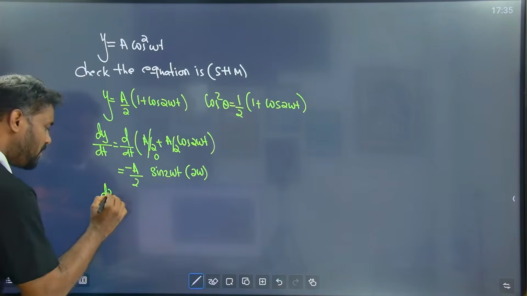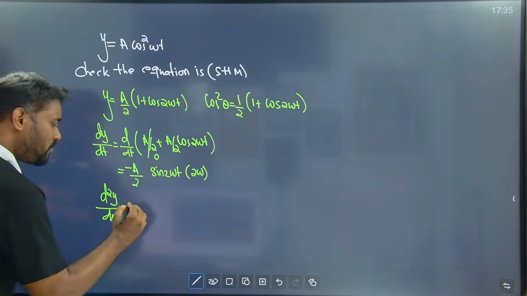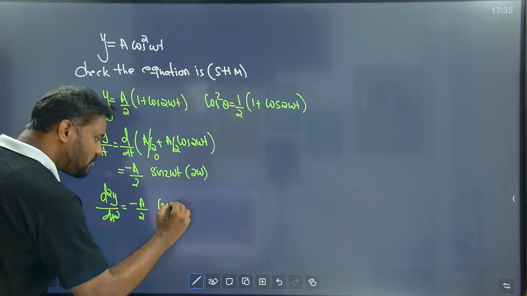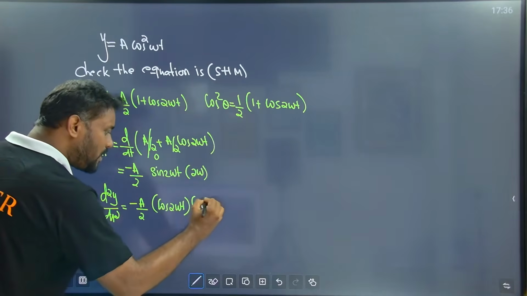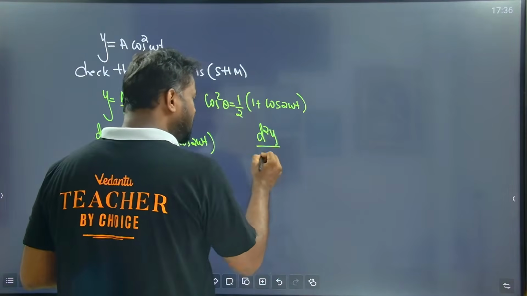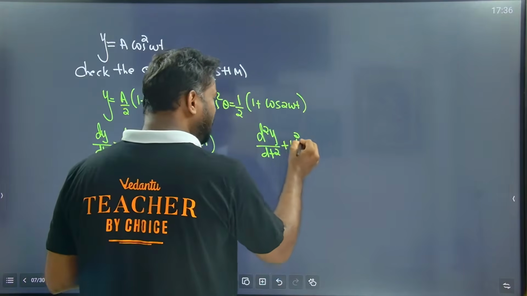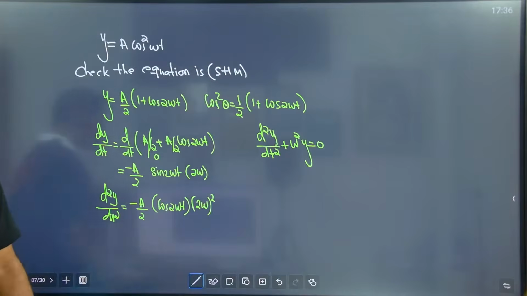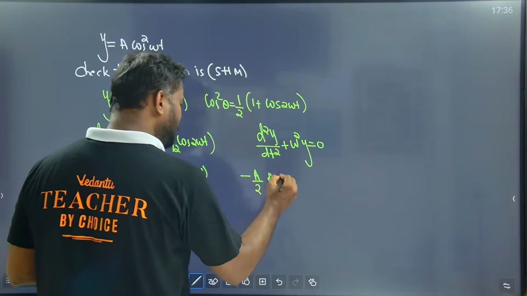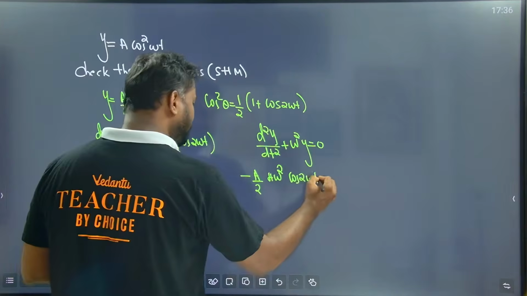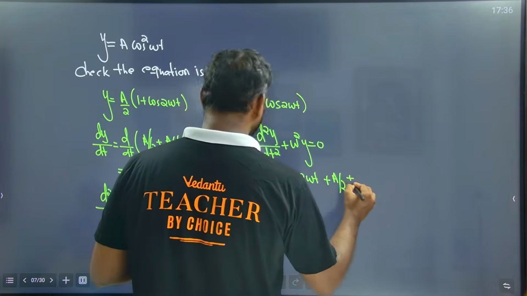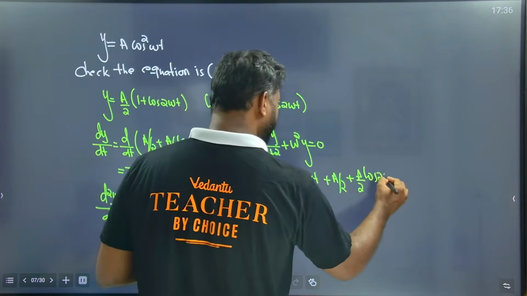If I am differentiating one more time, d square y by dt square, look at what we get. This is minus a by 2. Again, what am I doing? Differentiating sine gives cos 2 omega t, times 2 omega the whole square. Right? Now I substitute in the equation. What is the equation? d square y by dt square plus omega square y is equal to 0. This is the simple harmonic equation. So can we substitute here? When I substitute, what will we get? Minus a by 2 times 4 omega square cos 2 omega t, right? Then I substitute the value of y, plus a by 2 plus a by 2 cos 2 omega t is equal to what?